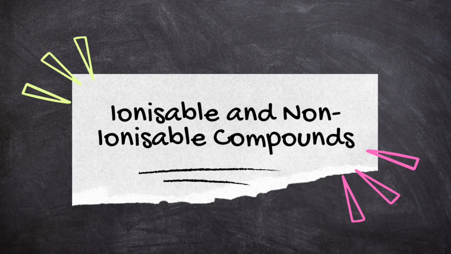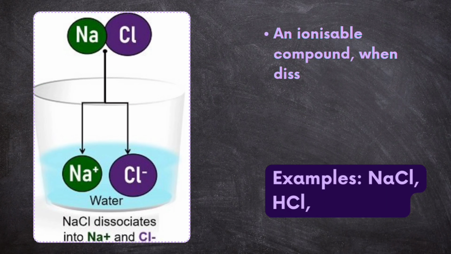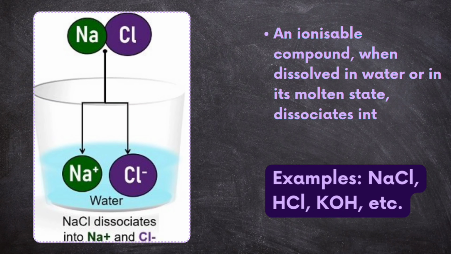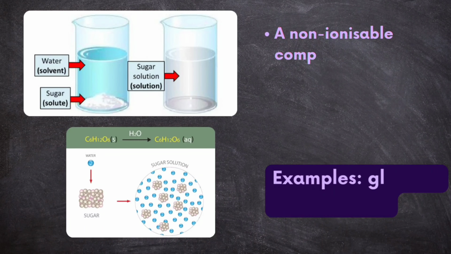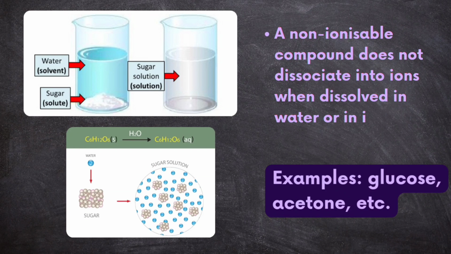Ionizable and non-ionizable compounds. An ionizable compound, when dissolved in water or in its molten state, dissociates into ions almost entirely. Examples: sodium chloride, hydrochloric acid, potassium hydroxide, etc. A non-ionizable compound does not dissociate into ions when dissolved in water or in its molten state. Examples: glucose, acetone, etc.